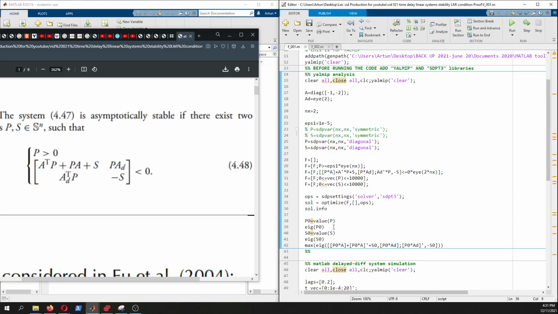And after that, you get the P and S variables, and you can look at the eigenvalues to see if they are positive definite. And you can also look at the eigenvalues of that block matrix to see if it is negative semi-definite or negative definite. Okay, so let's run that.